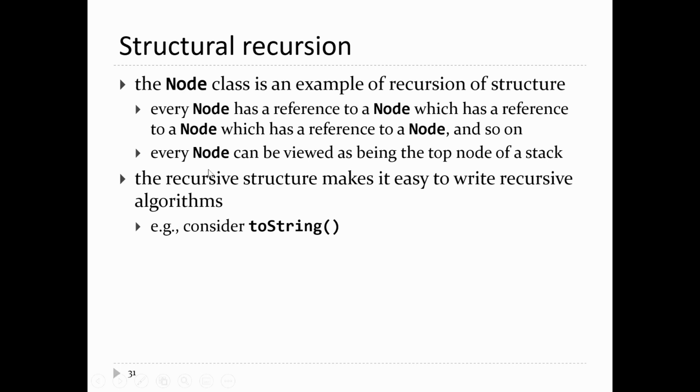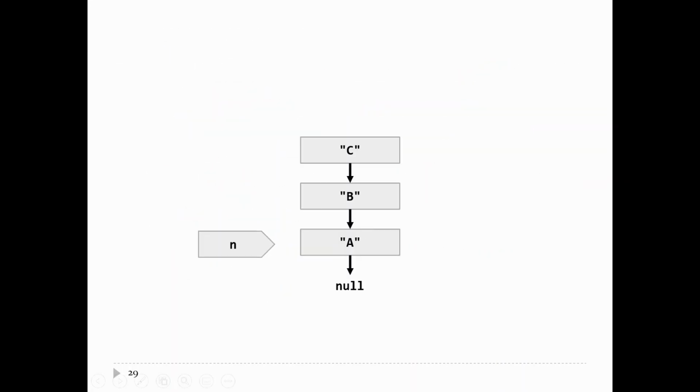And so that structure of a node is recursive. What does that mean? That means you can view every node as being the top node of some stack. It's not the top node of the original stack, but every node is the top node of some stack. Here's the picture. For example, C is the top node of this stack. B is the top node of the stack of size 2. A is the top node of a stack of size 1.